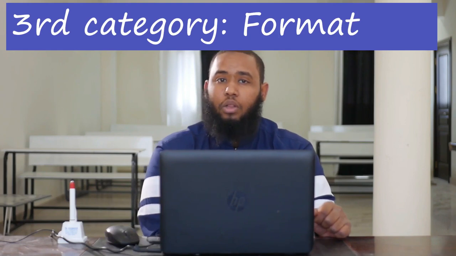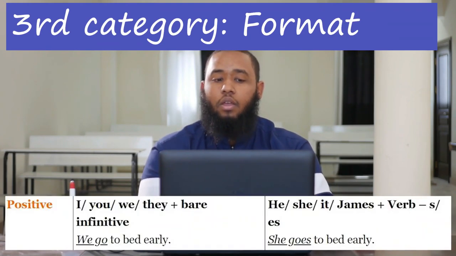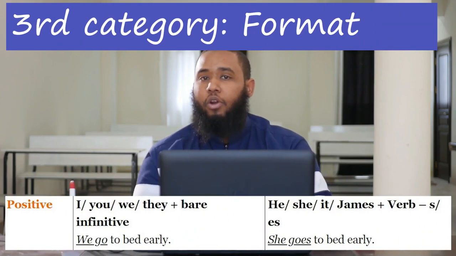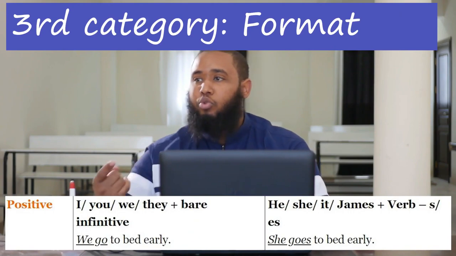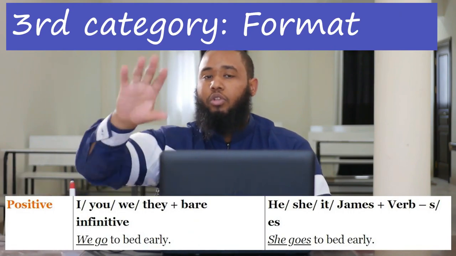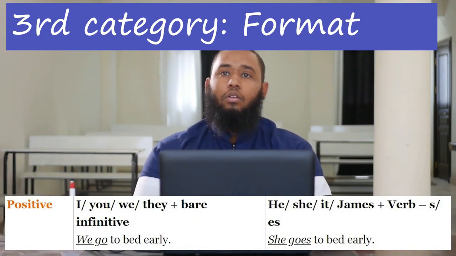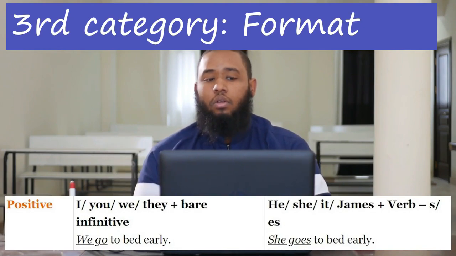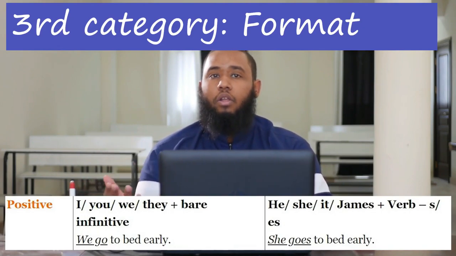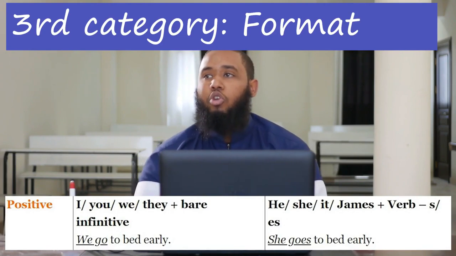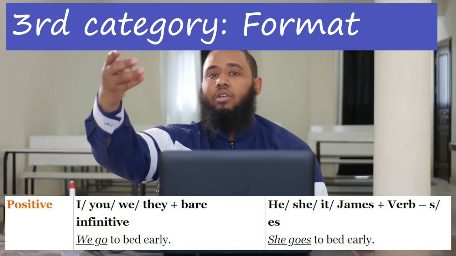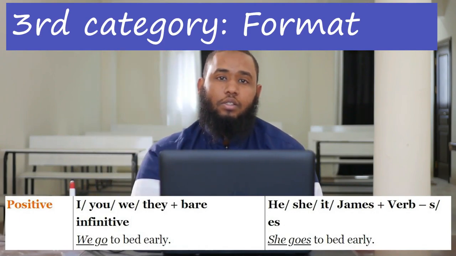So for example, positive, we want to say, okay, I go to bed early. You notice how I didn't say I to go bed early. So we took out the to. I go to bed early. You go to bed early. We go to bed early. They go to bed early. You can use any of the 4 words in that sentence.